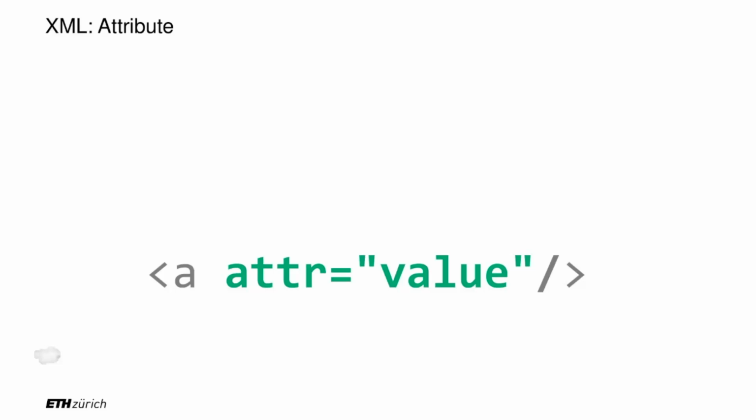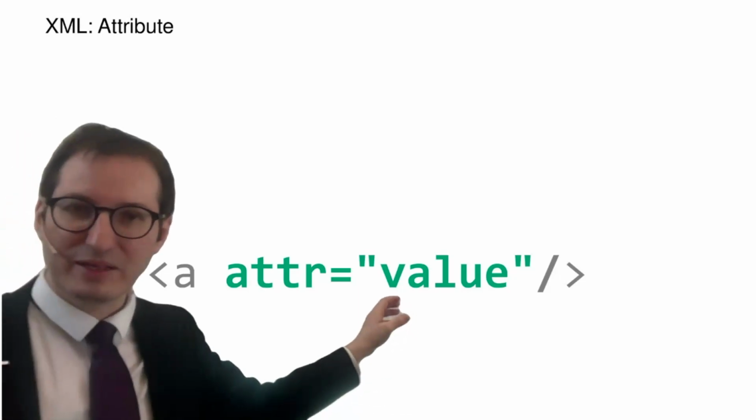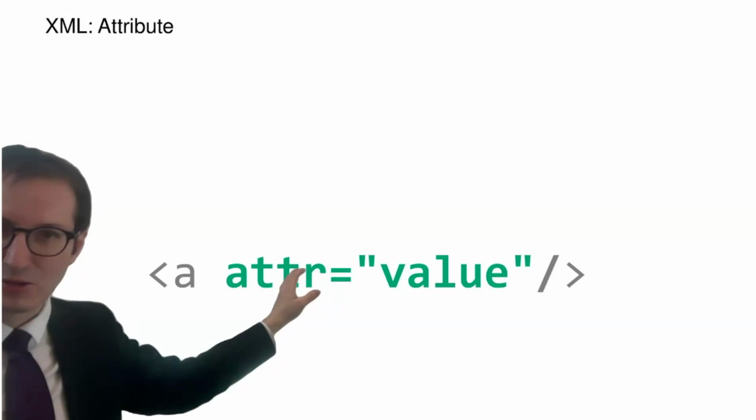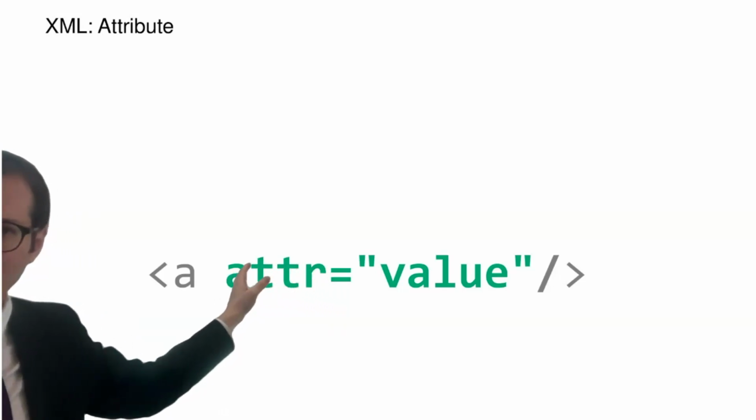The second building block of XML is an attribute. An attribute is inside an opening tag or an empty tag. And it's a key value model, so it has a name. That's the name of the attribute.